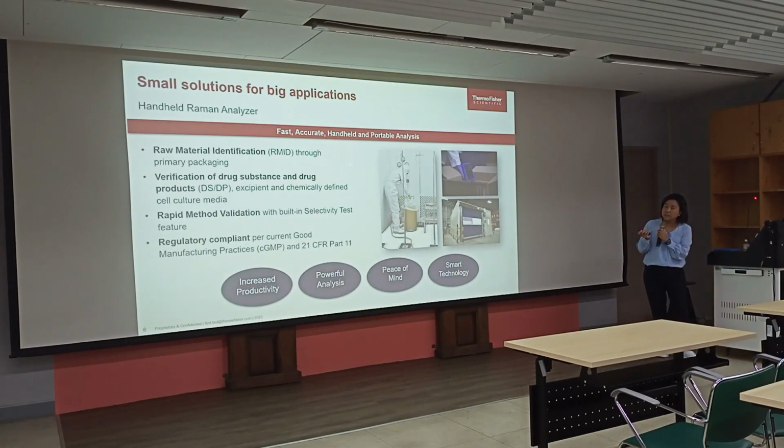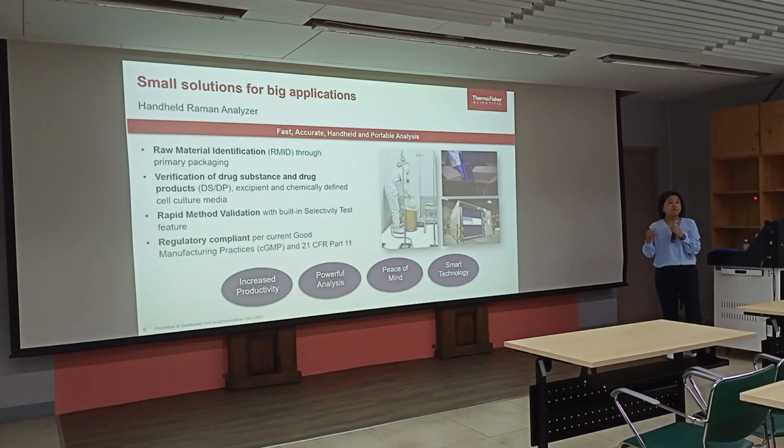With the small instrument, but it's able to provide a big applications for raw material identification through the primary packaging, means like you can identify your raw material through the packaging without opening the packaging and doing sample prep. So for handheld instrument, no sample preparation is needed. And also handheld instrument can perform the verifications of the drug substance and also for the drug products including the cell culture media. With the small system, we have a built-in selectivity test.